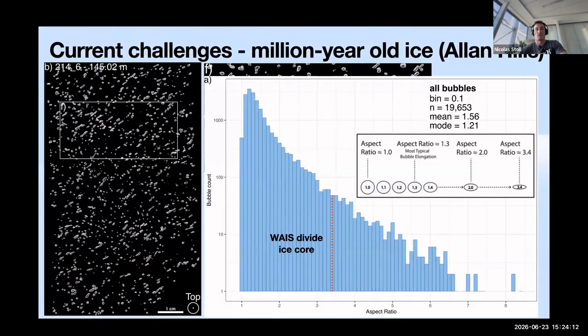And this is just a comparison from another ice core, the WAIS Divide ice core, also from Antarctica. And here, just to give you an overview, the most elongated bubble had an aspect ratio, that's just the ratio of those two axes if you have a bubble, of 3.4. And for Allen Hills, we found bubbles with aspect ratios of above 8. So it's up to 3 times more elongated, and really shows that here a lot of deformation, a lot of ice flow is happening, which is unusual.